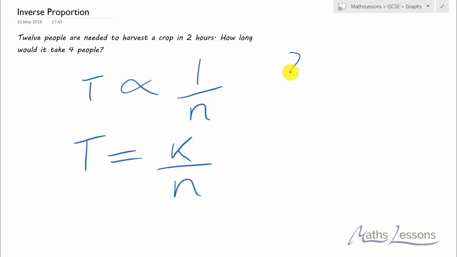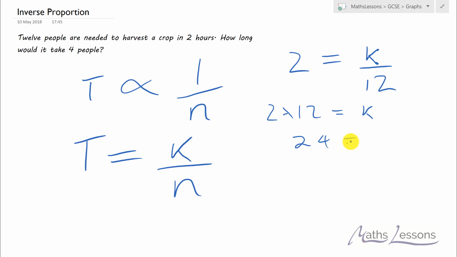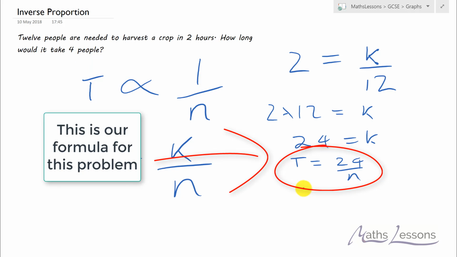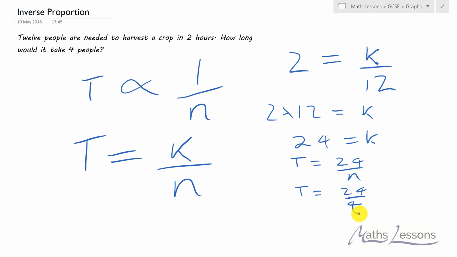Now we know when the time is 2 hours, it takes 12 people to harvest that crop. So we can find out what our K is by rearranging. And now we've got an equation. T will equal K, 24, divided by N. And we've got 4 people in this case. So T, when there's 4 people, will be 24 divided by 4. Therefore, that will equal 6 hours. So it takes 6 hours for our 4 people to harvest this crop.